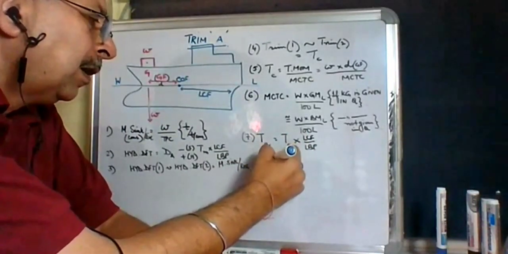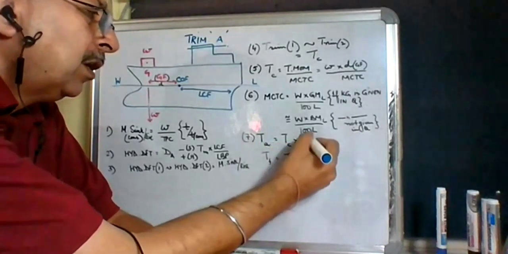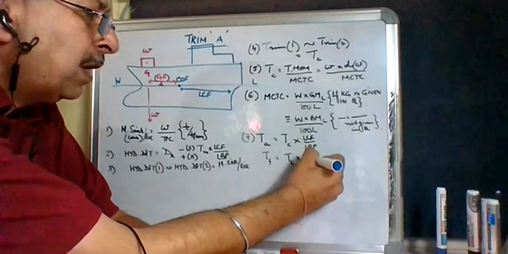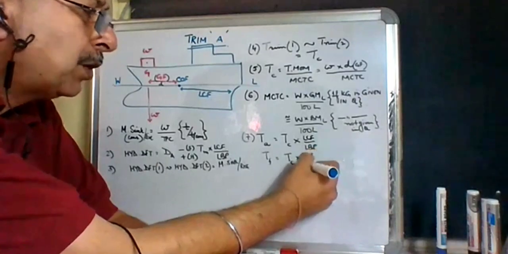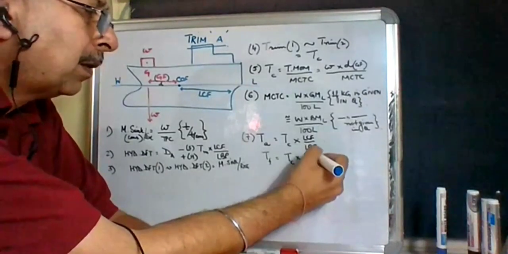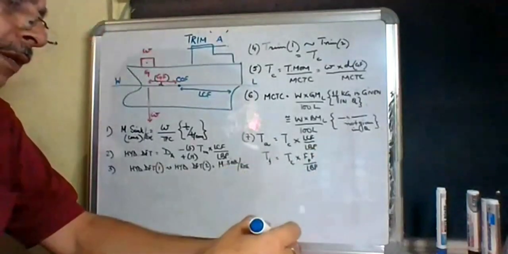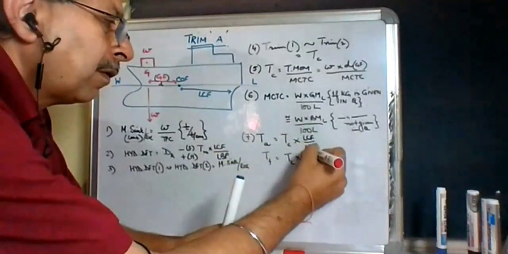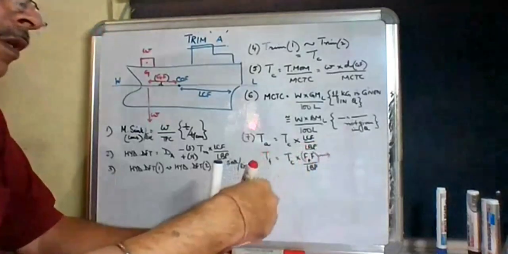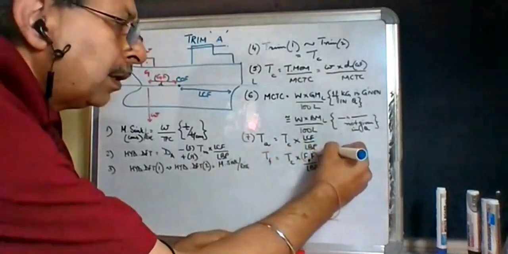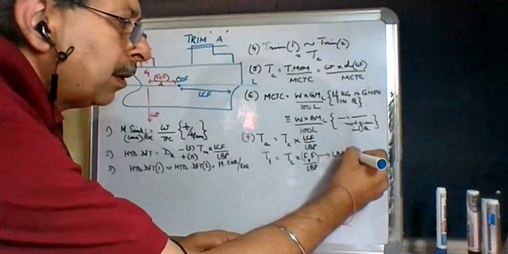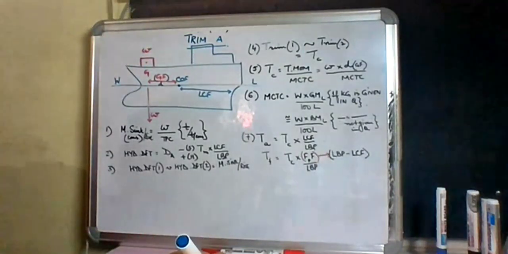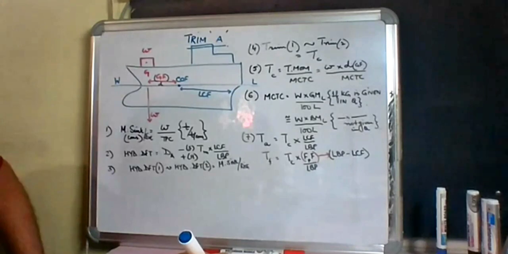Similarly, TF is equal to TC into FPF, forward perpendicular to center of rotation, upon LBP, where FPF is nothing but LBP minus LCF. This will give you TF, change in trim forward.